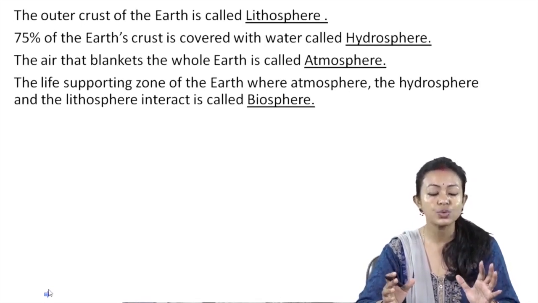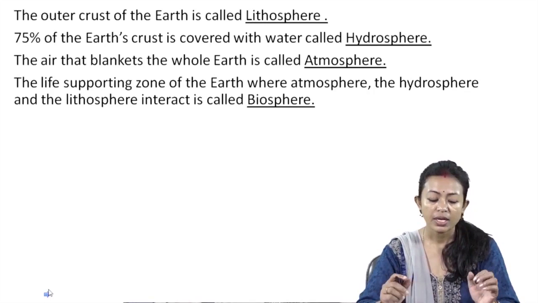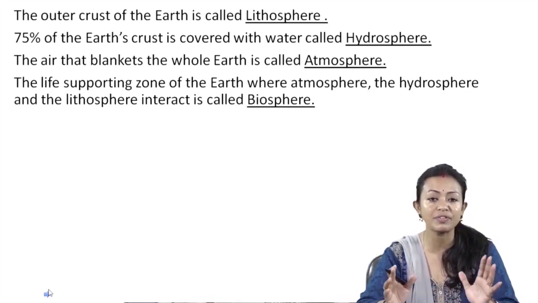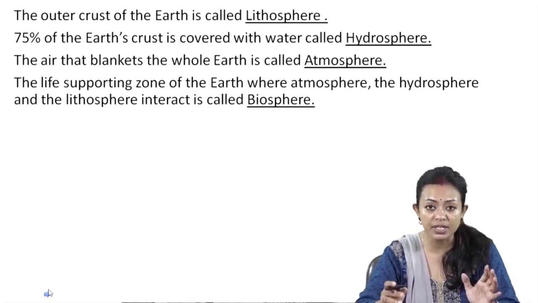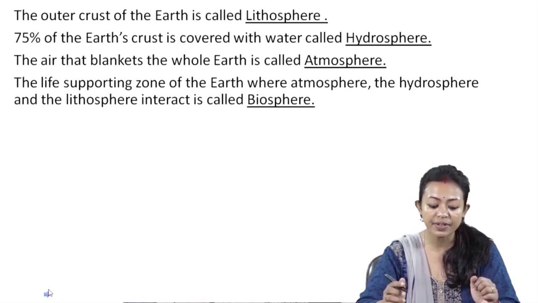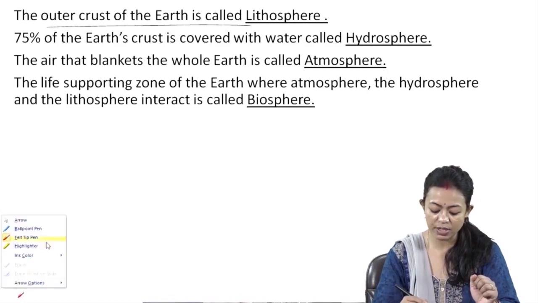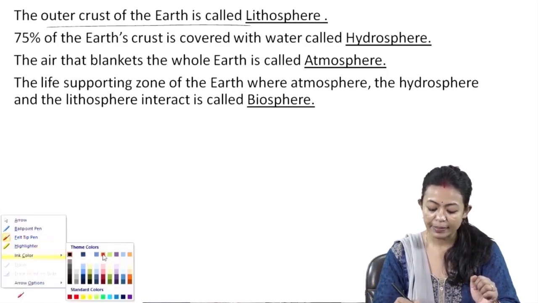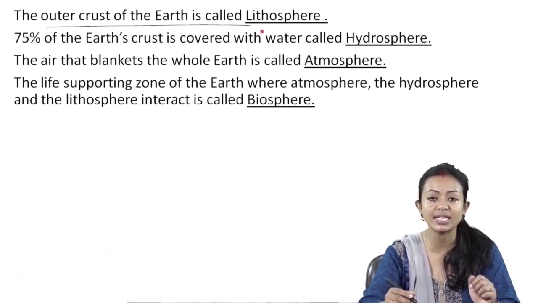Now, taking all into consideration, let us learn about the different spheres that the Earth has. When we take the entire Earth, we find that 75%, or 3/4, of the Earth is covered with water, and the rest is land area. That is the reason why Earth is also termed the blue planet. Now, we have different spheres on the Earth. The outer crust of the Earth is called the lithosphere. What do we mean by the lithosphere? It means the outer crust, the solid land area that exists on the Earth, is known as the lithosphere.